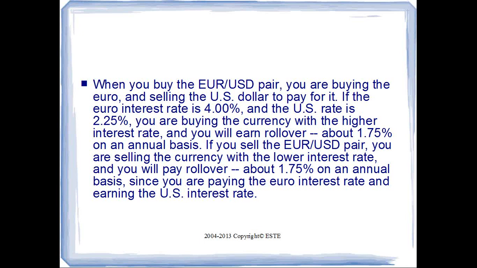on an annual basis. So if you sell the euro-dollar pair, you are selling the currency with a lower interest rate, and you will pay rollover of 1.75% on an annual basis, since you are paying the euro interest rate and earning the US interest rate.